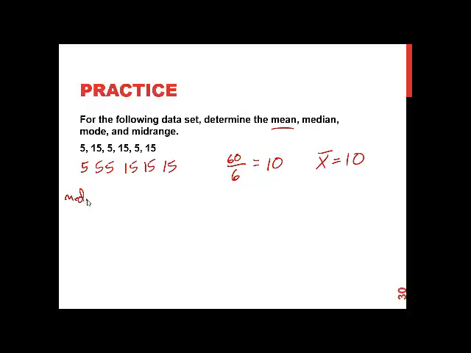Median. Median will take the two middle terms, and 5 and 15 added together is 20, divided by 2 is 10. So the median will be 10. The mode, this is bimodal. 5 and 15 both occur the most. And the mid-range, if we take our lowest number of 5 and our highest number of 15 and find the mean of those two, we get 10.